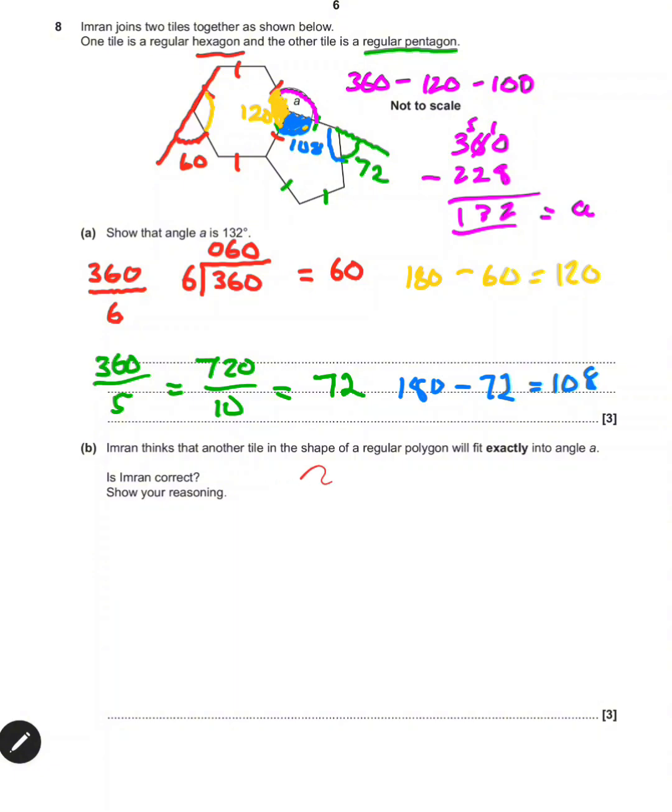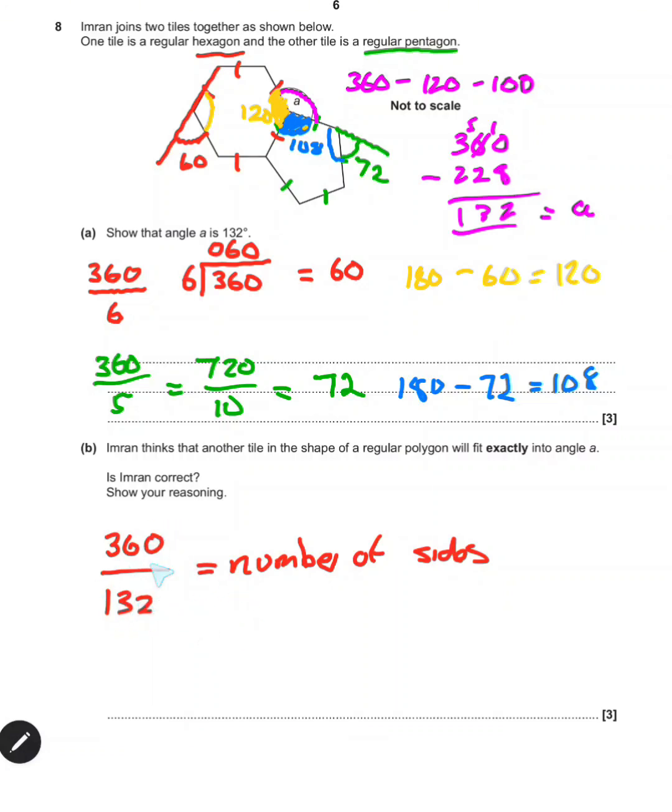Part B says Imran thinks another tile in the shape of a regular polygon will fit exactly into angle A. Is he correct? Yes or no? Well, if what Imran is saying is true, then we will be able to do 360 divided by angle A. And if that comes out at a whole number, that will be the number of sides to the shape that Imran is talking about. So let's try and work this out.